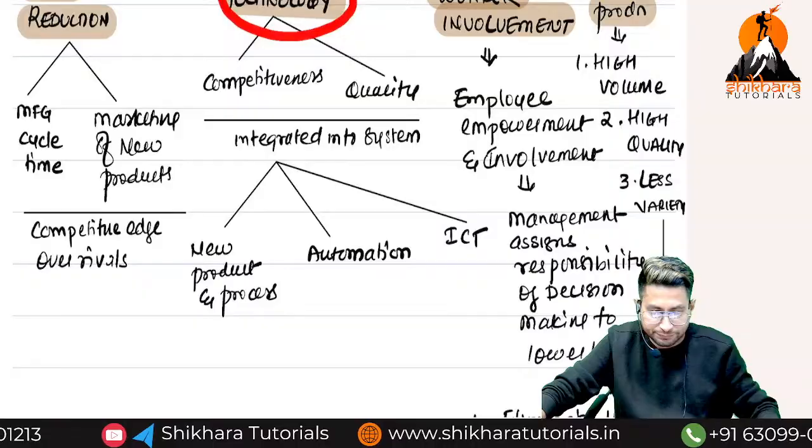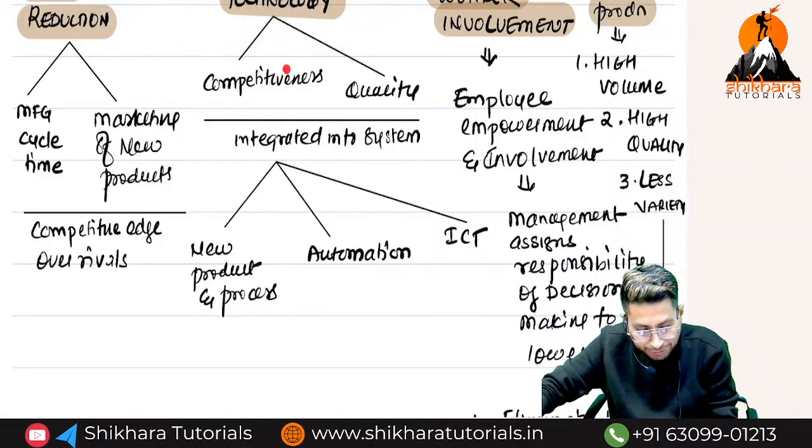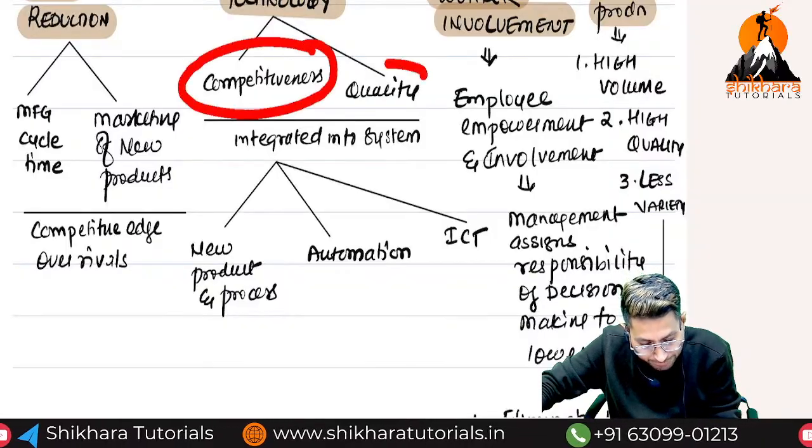Technology. This also. What should you use in your business? Technology. In technology, what happens? Competitiveness is very important, and quality.